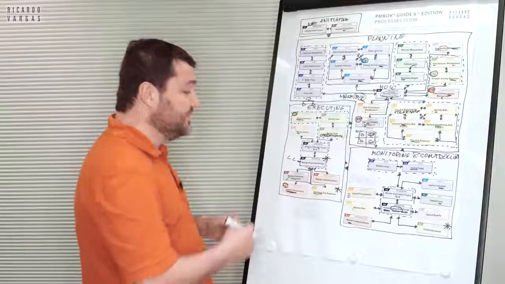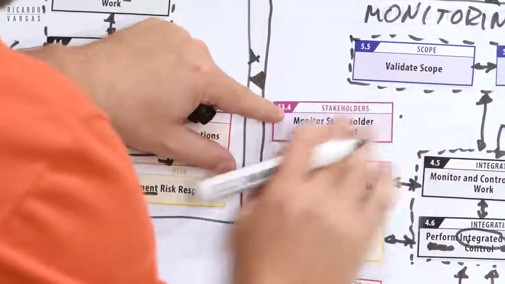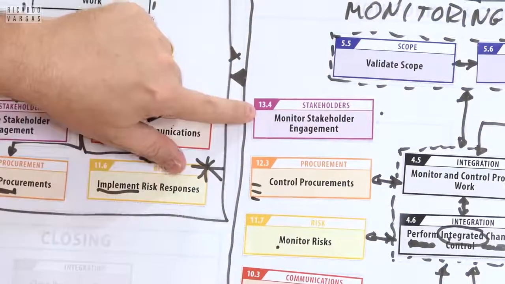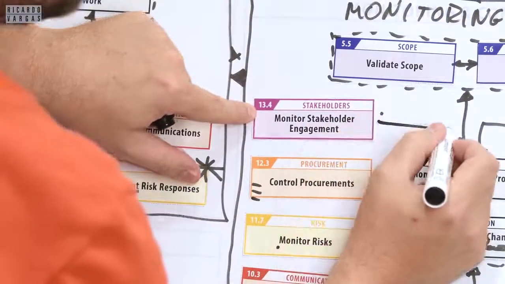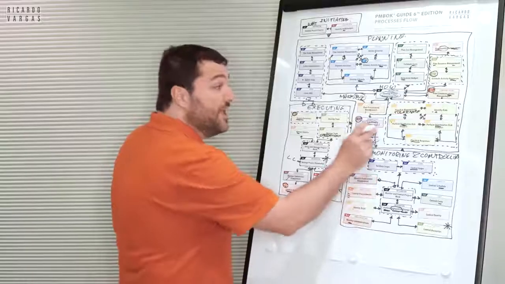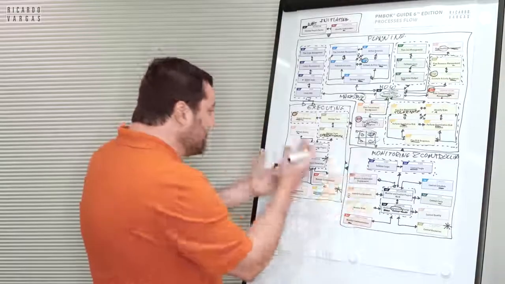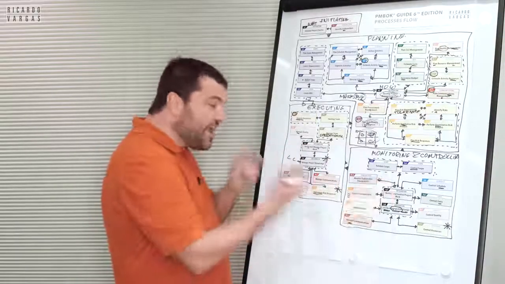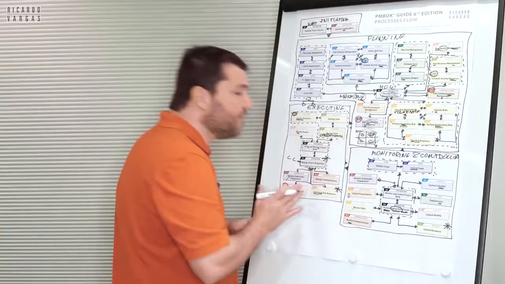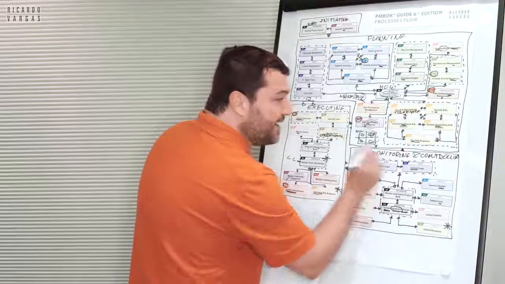And of course, very close to monitor communications, item 10.3, I need to monitor stakeholder engagement. Why? Because stakeholders may change. So I'm managing and changing. And look, these two processes are happening almost at the same time in a very, very integrated way. Remember, here I maybe come back.